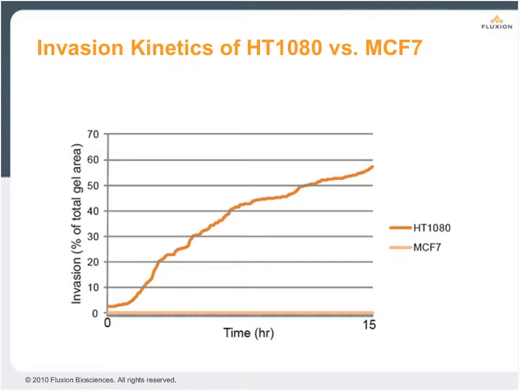Shown here is the actual quantitation of the time-lapse data for these cells. This is a measurement of cell invasiveness over time, where the dark orange line is showing the amount of gel that's been occupied by HT1080 cells, and the scale on the x-axis is time. And then the light orange, which is lining up along the x-axis, is the data for the MCF7 cells, which basically have 0% invasion, and they cannot invade the matrix.